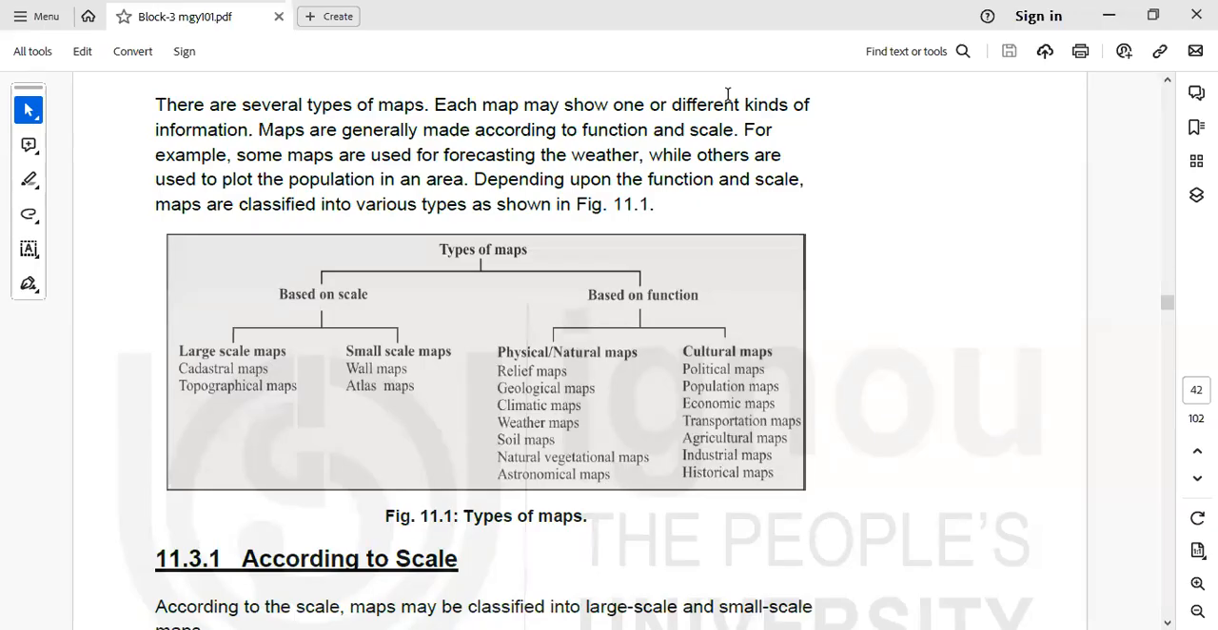So based on the functions, we have various maps, and these are thematic maps. They are based on a particular theme. For example, the relief maps, these maps show the relief of a particular area. Then we have the geological maps. They show the different rock types of a particular area.